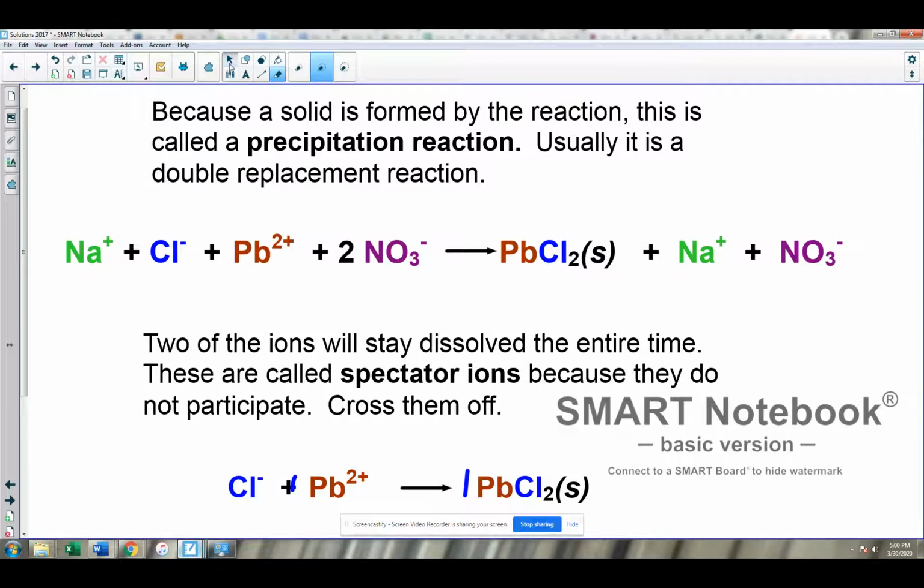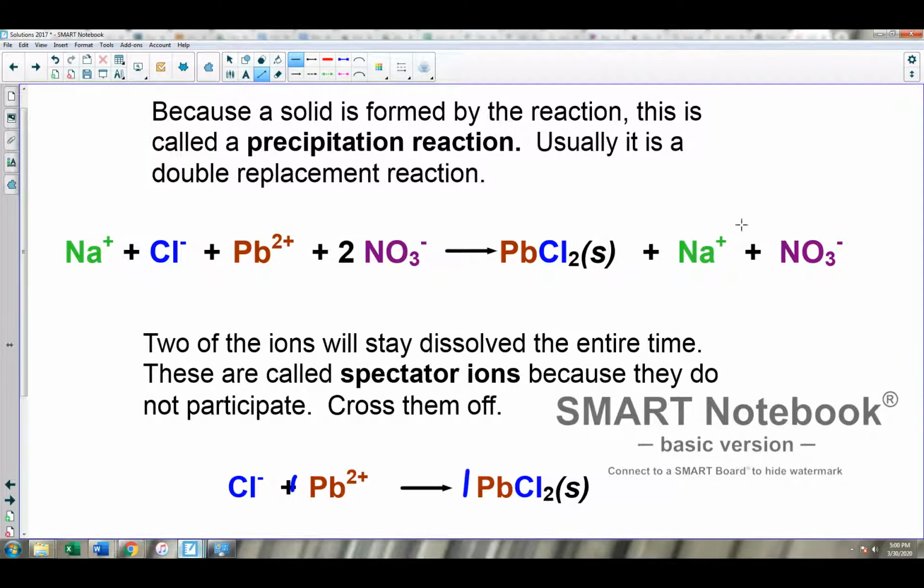Because the sodium nitrate is still sodium nitrate at the end of the reaction, the other two ions that did not form as solid precipitate are still soluble, still dissolved. So they're not really doing anything as part of the reaction. All they were doing was being mixed in with the other two ions. So what we do with these is we cross them off. It's just like in algebra.